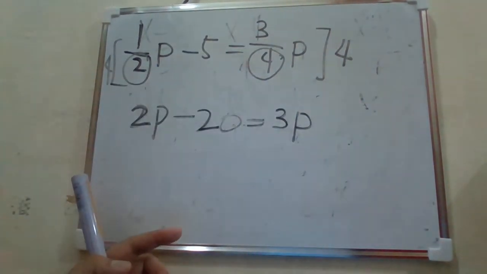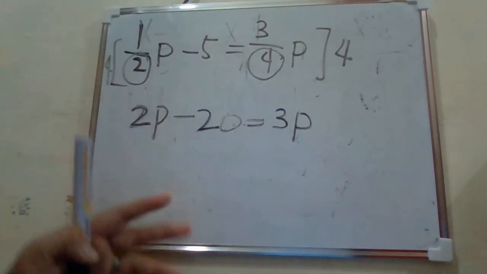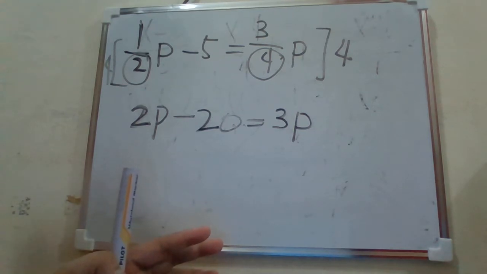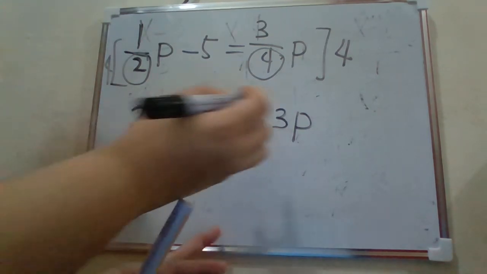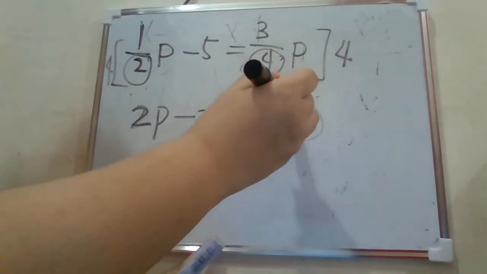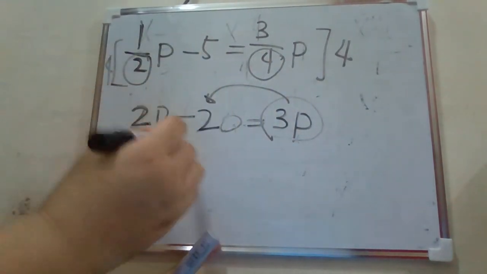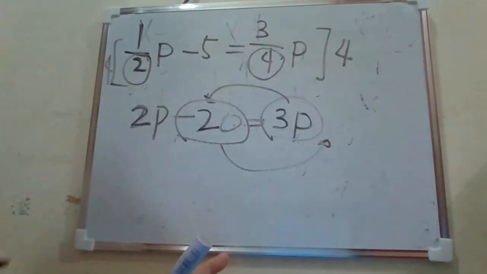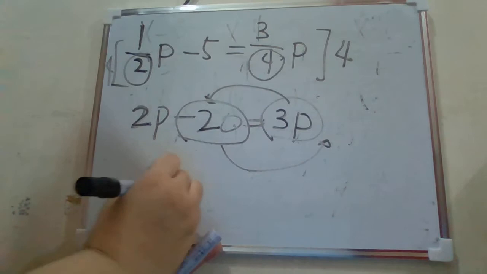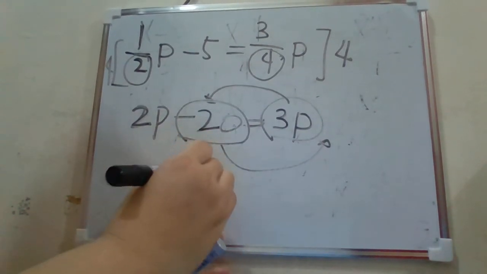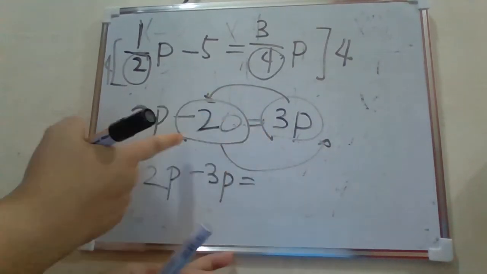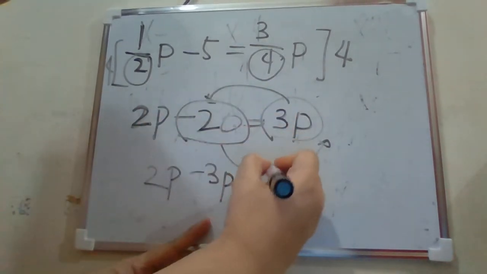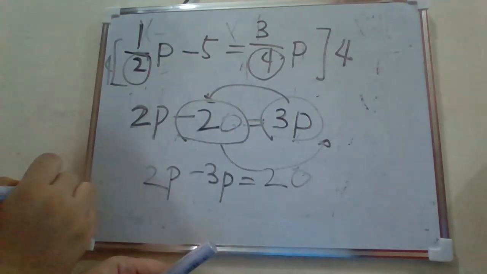So now that our denominator has been eliminated, let's group them so that we get the value of p. What we do is transpose this 3p to the left side, and this to the right side. So 2p, since it's positive, this becomes negative: minus 3p equals negative 20 here. Once we transpose it to the other side, it becomes positive 20.